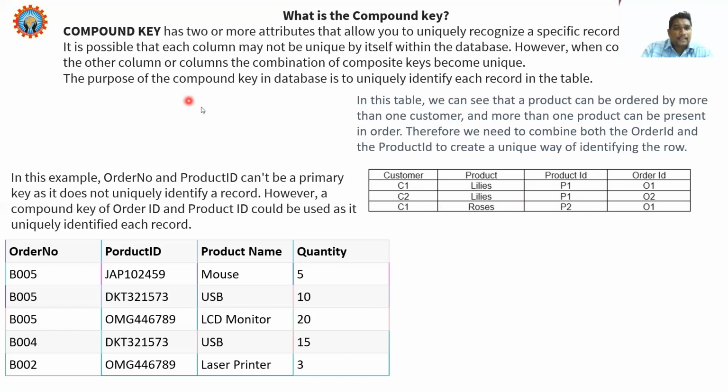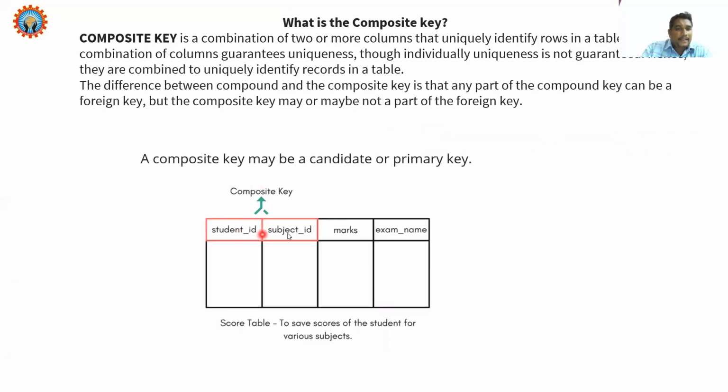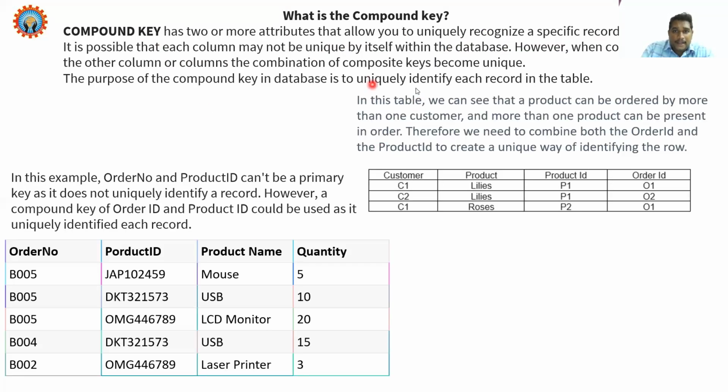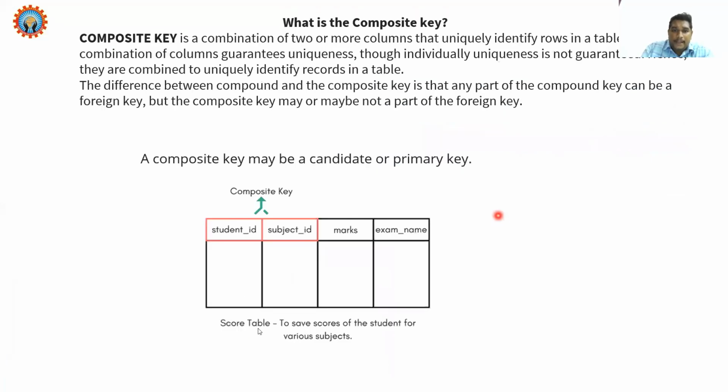Next is the composite key. Composite keys are similar to compound keys. Okay, student ID, subject ID. A composite key is a combination of two or more columns that uniquely identify rows. See, this is a row. It identifies each record in the table. So the difference now: with a compound key you can retrieve one row, with a composite key you can retrieve more rows. That is the difference between a compound key and a composite key.